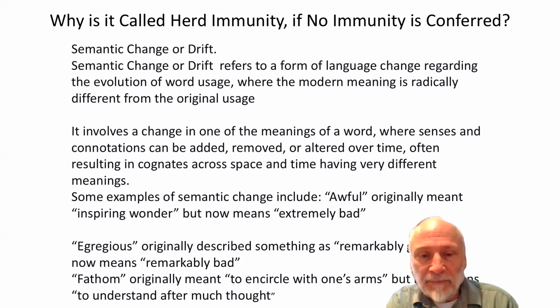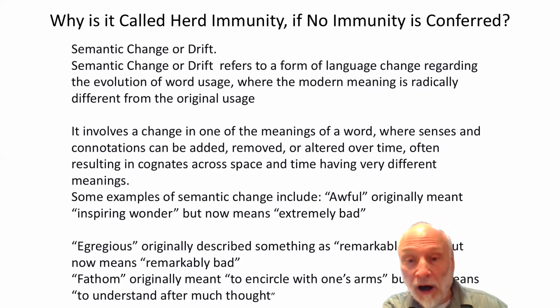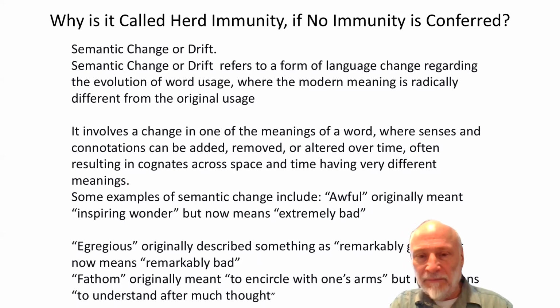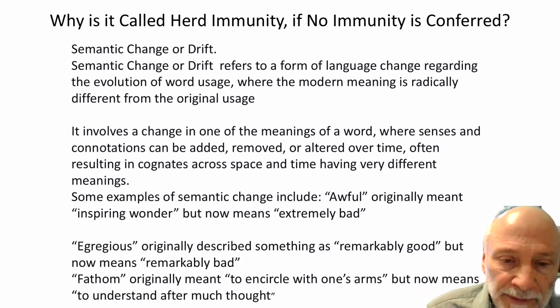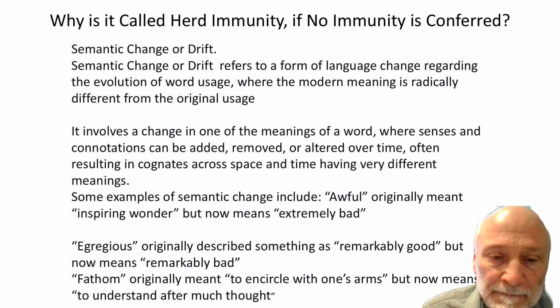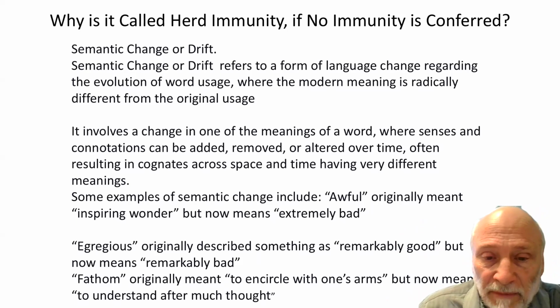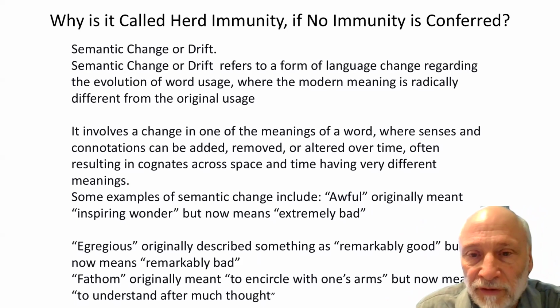Well, some examples of semantic change include awful. It originally meant inspiring wonder, as in full of awe. But now it means extremely bad. So it went from one meaning, being full of awe, to meaning something that's bad. Gregarious originally described something remarkably good, but now means something remarkably bad. To fathom something originally meant to encircle one's arms, but now means to understand after much thought.